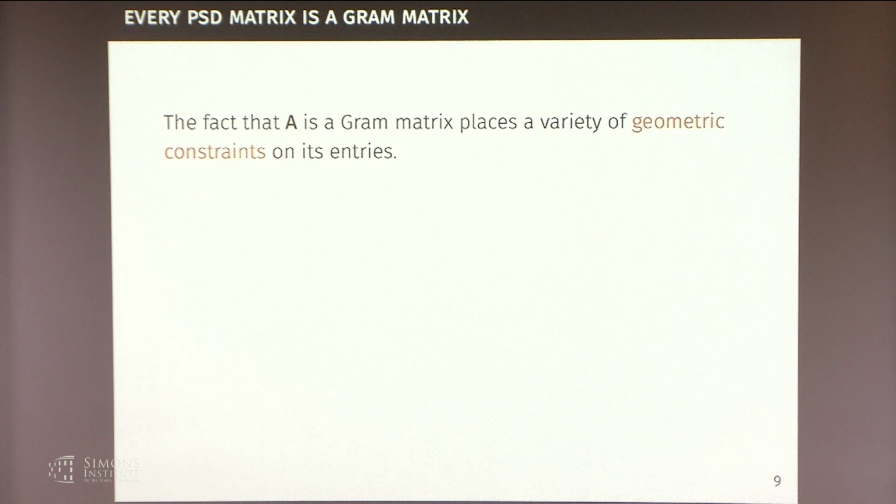And this means that basically A is a Gram matrix. It contains the dot products between a bunch of n-dimensional points. This puts a lot of geometric constraints on its entries. And it's sort of these geometric constraints that we're going to be able to use to get faster algorithms for approximating A.